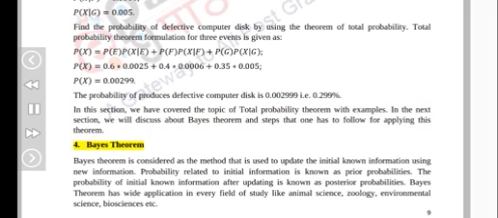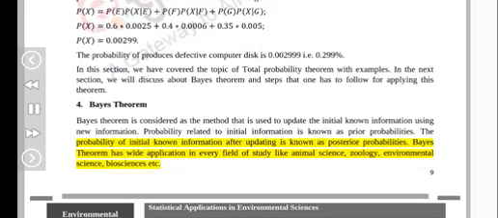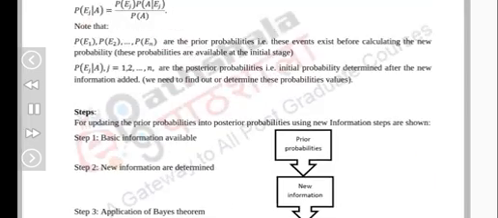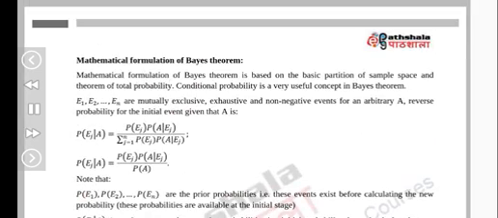4. Bayes' theorem. Bayes' theorem is considered the method used to update initial known information using new information. Probability related to initial information is known as prior probabilities. The probability of the initial known information after updating is known as posterior probabilities. Bayes' theorem has wide application in every field of study like animal science, zoology, environmental science, biosciences, etc.